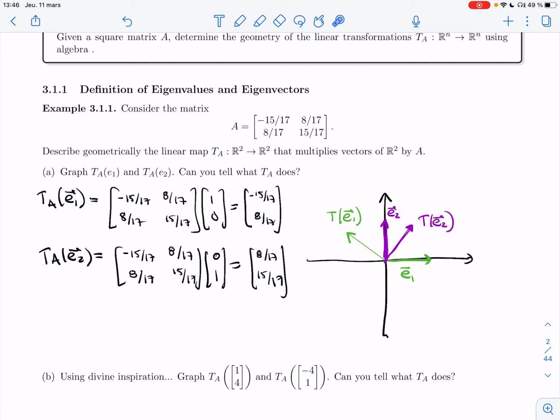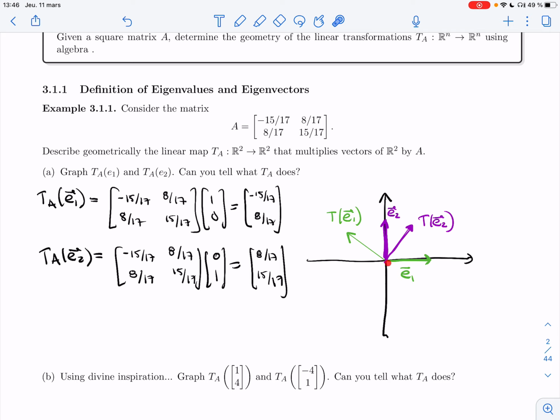All right, so from this, can you tell what T_A does? A couple of things I notice. I notice that the vectors are not stretched. They still look like they have length 1. In fact, I could compute it and check that they have length 1. Second thing I notice is they're still at a right angle. All right, so something that doesn't change angles and doesn't change length looks like a pretty nice linear transformation.